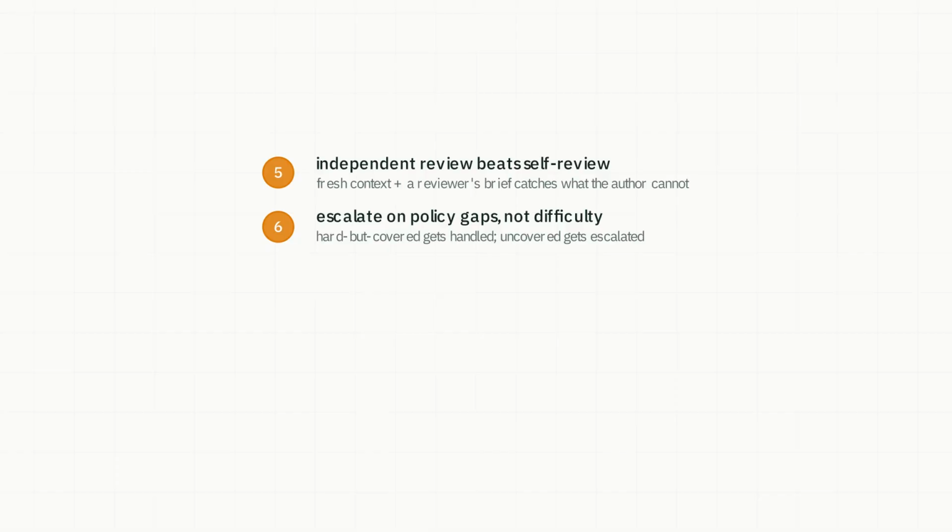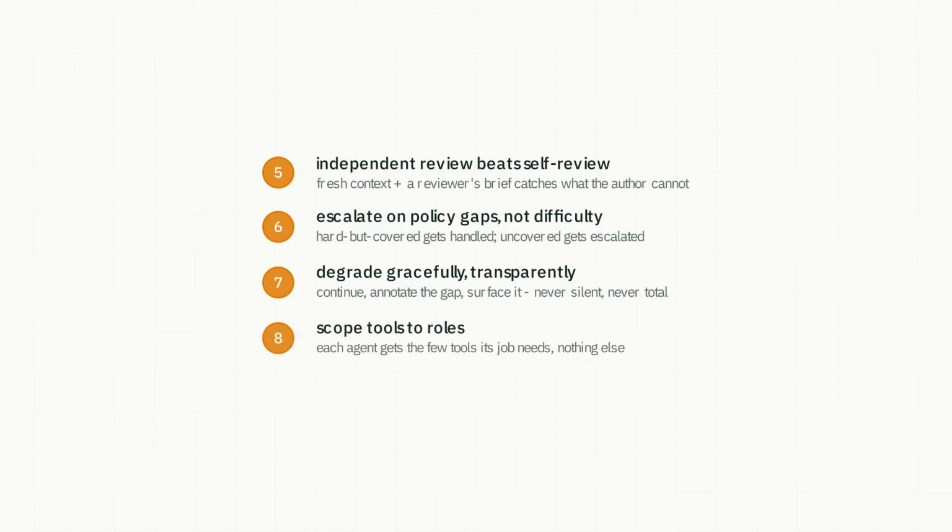Law 6, escalate to humans on policy gaps, not on difficulty. Hard cases with clear rules get handled. Cases the rules never anticipated get escalated. Law 7, degrade gracefully, transparently. When a tool fails, continue, annotate what's missing, surface the gap, never fail silently, and never kill the whole pipeline.